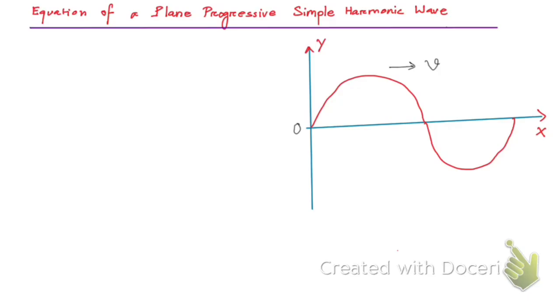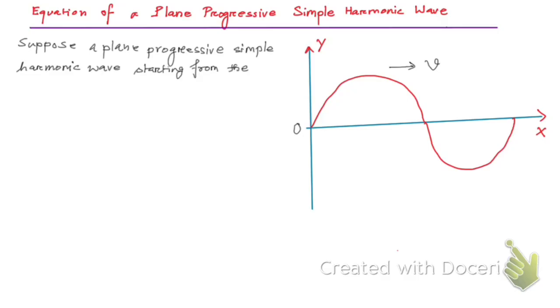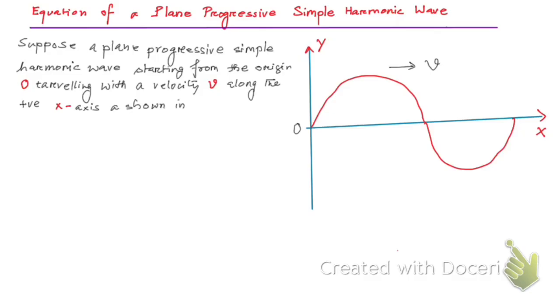Here you see, we have considered a plane progressive simple harmonic wave starting from origin O. Let me write that. Suppose a plane progressive simple harmonic wave, traveling along the x-axis with velocity v, starting from origin O, is traveling with a velocity v along the positive x-axis. We have considered it that way, as shown in this figure.